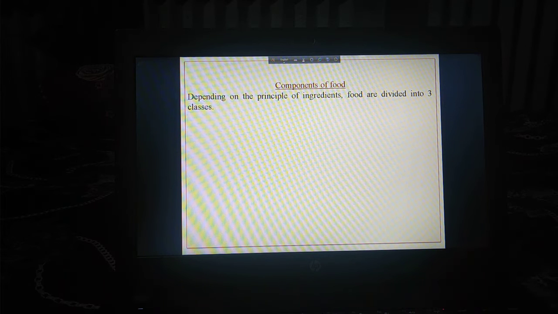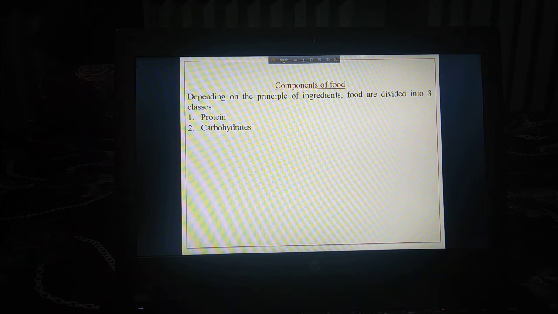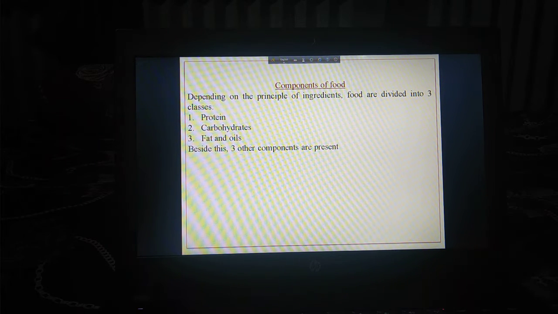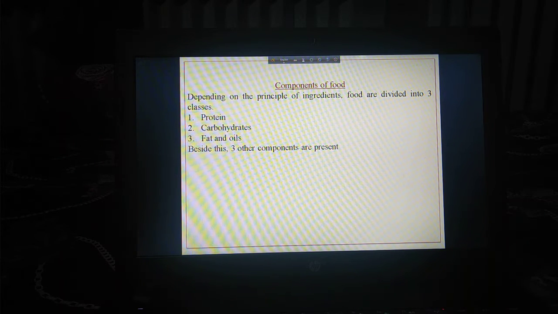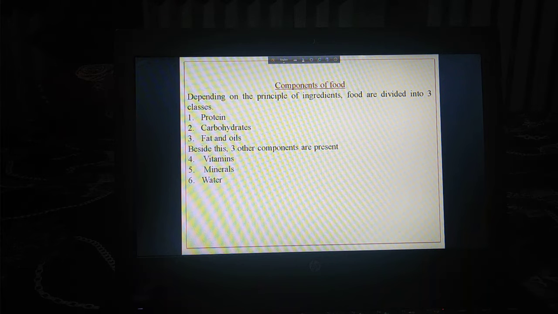Component of food, most important point. Depending on the principal ingredients, food is divided into three classes. For example, protein, point number 2 carbohydrates, point number 3 fat and oils. Besides these three, other components are also present: vitamins, minerals and water. So in total, how many components are present in our food ingredients? In total 6. First protein, then carbohydrates, then fat and oils, then vitamins, then minerals and water.